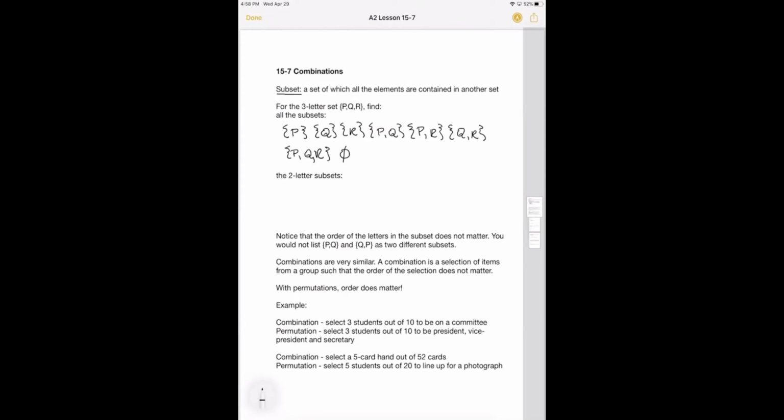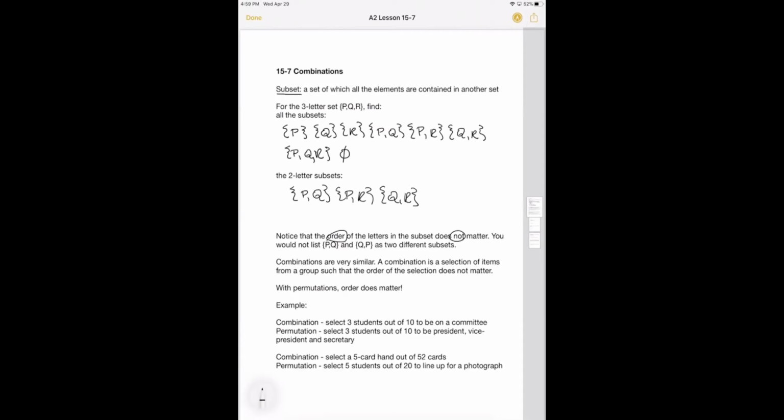What about 2-letter subsets? Well, 2-letter subsets would just be PQ, PR, and QR. You'll have a few homework problems where you have to list subsets. Now, we know that the order of the letters in the subset does not matter.